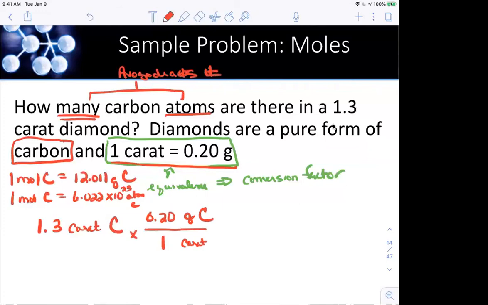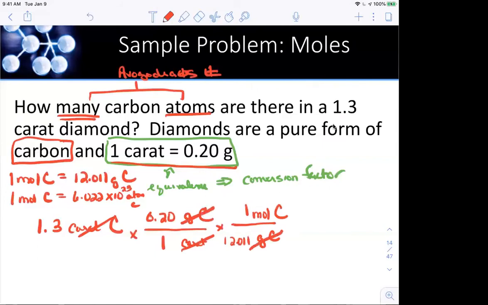Well, I can't go from grams to number of atoms directly. I have to go through the mole. So I'm going to convert from grams of carbon to moles of carbon next. 1 mole of carbon is 12.011 grams of carbon. So let's look at our canceling. Carats cancel, grams cancel.